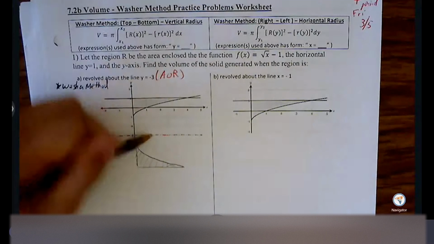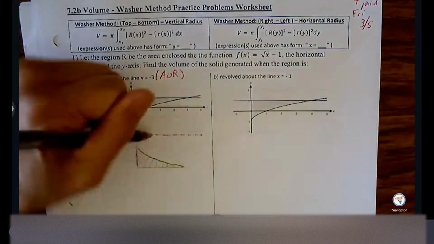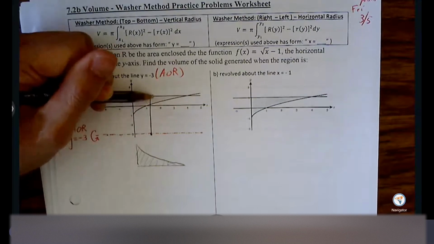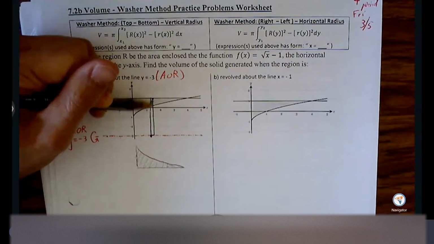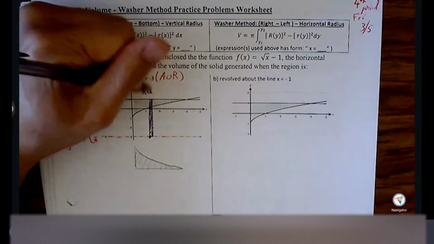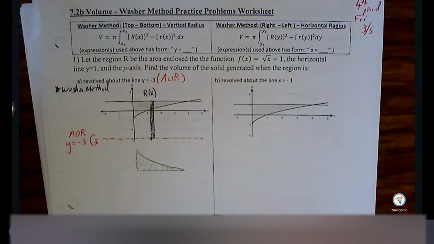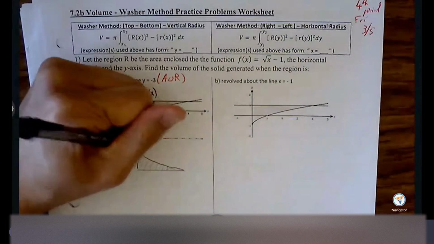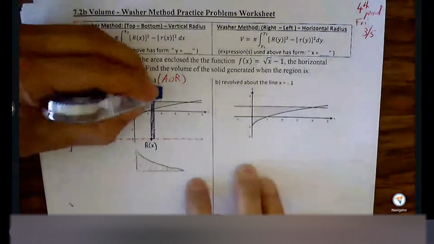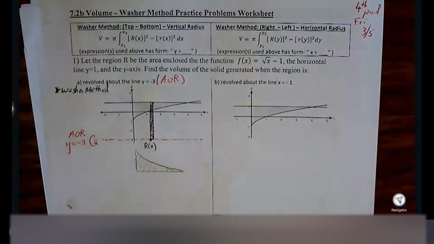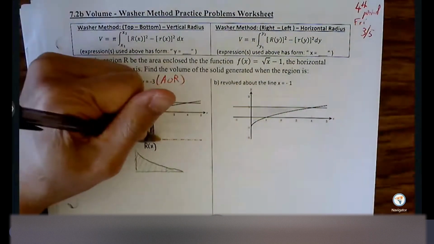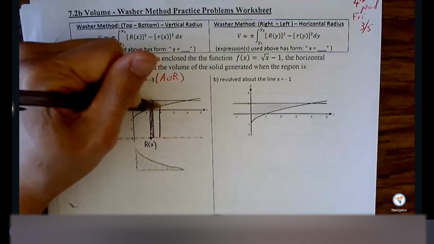So extend from the center, your axis of revolution, to the further boundary of your shaded region. And we'll call that big R. Okay, next up, we need little r. Let me put this down here, big R of x. We also need little radius, and for little radius, we're going to extend from the axis of revolution, starting point here, but we're going to extend to the closer of the two boundaries, and we'll call that little r.